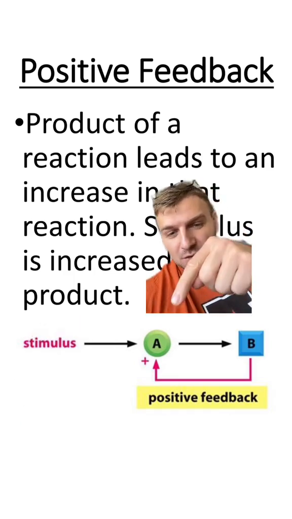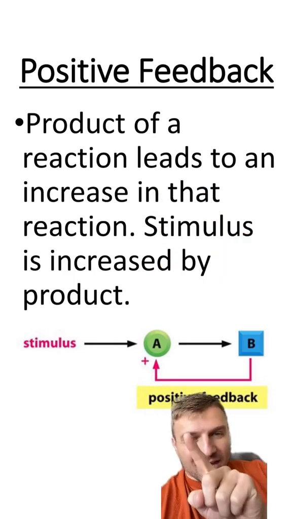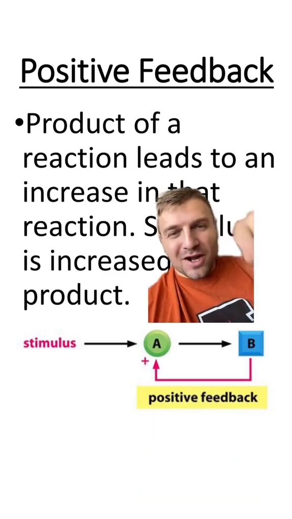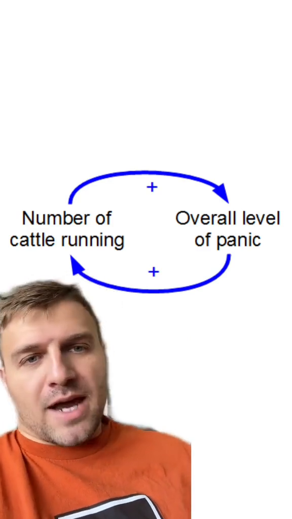We're going to have an initial stimulus that stimulates A to become B. B then causes there to be more A, which makes more B, which makes more A. So hopefully you can see what's going on here. There's a positive feedback loop. Here's an example of what a positive feedback loop looks like.